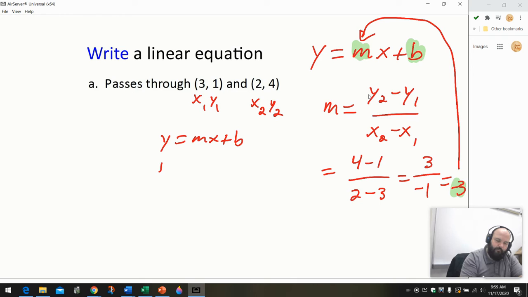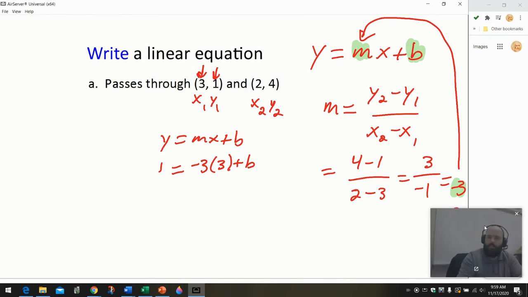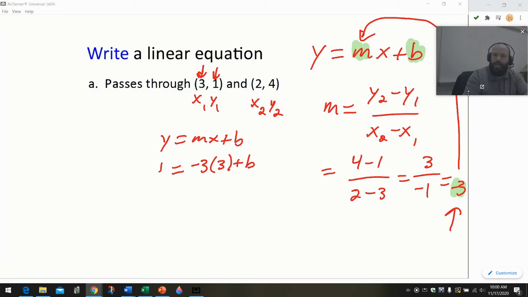So I'm going to put 1 in for y. In for m, I'm going to put negative 3 because we found that. In for x, I'm going to put 3. And then I'm going to leave b as b. So again, this number right here went in for x, this number went in for y, and this number over here went in for m. So we have b that is blank, and we need to solve for that.